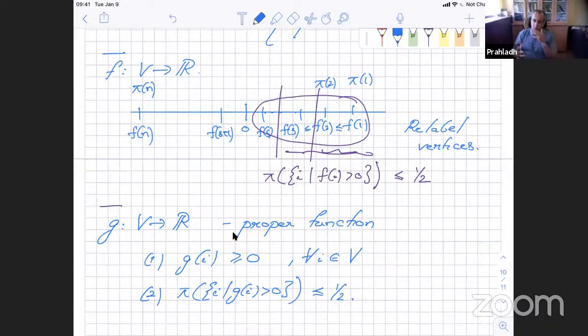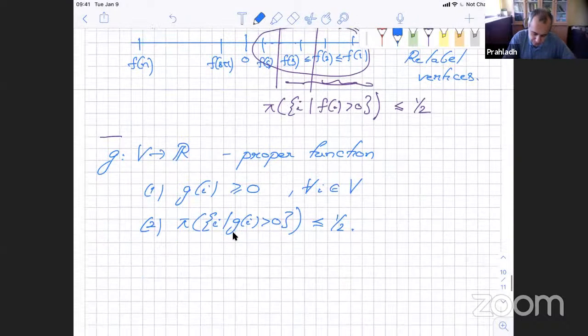That is, it gives non-negative quantities, but it doesn't give positive values to most of them. It only gives positive weight to less than half the fraction of the things. Most of the others, it actually gives 0 weight. That's what I mean by G being proper. I didn't have a name for it, so I'm just calling it proper. It's some special function with this property.